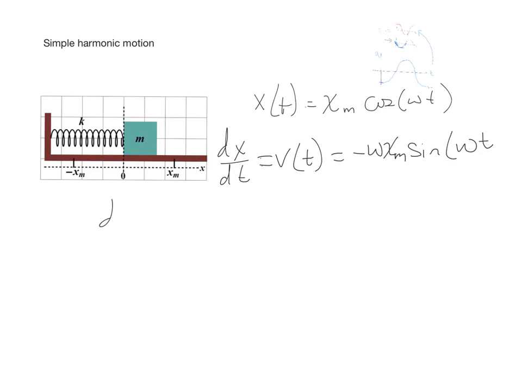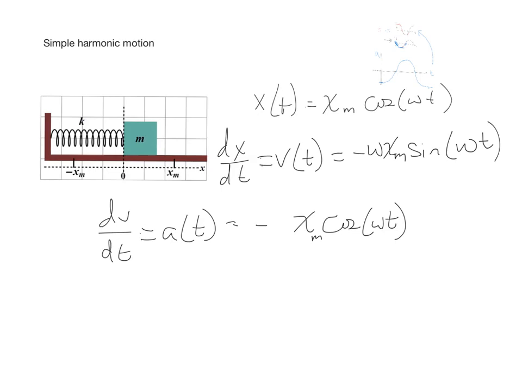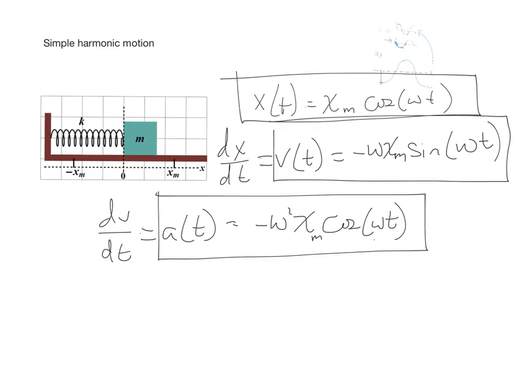And then we can take the derivative of the velocity with respect to time, and we'll get the acceleration. The derivative of negative sine is negative cosine. And xm stays there, and we have to take the derivative of the inside, which gives us omega squared. Those are the equations for the value at any time.